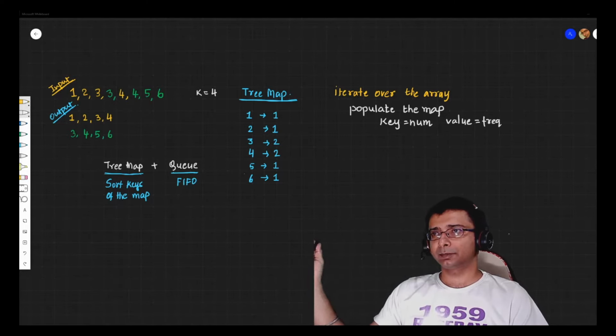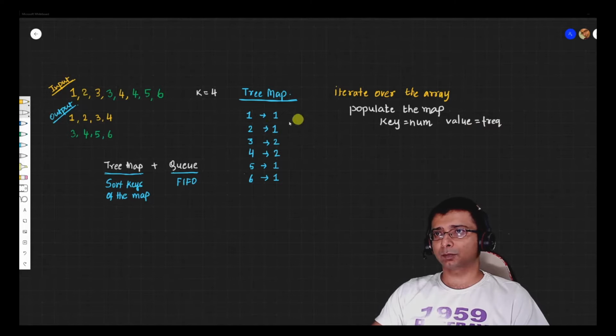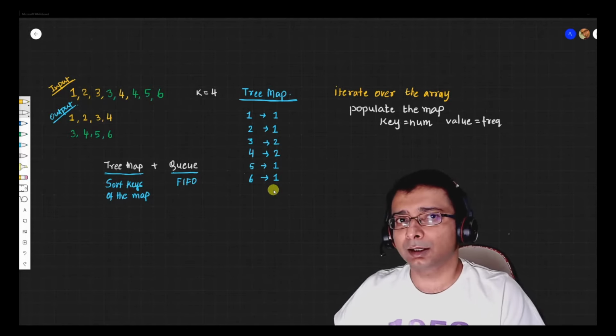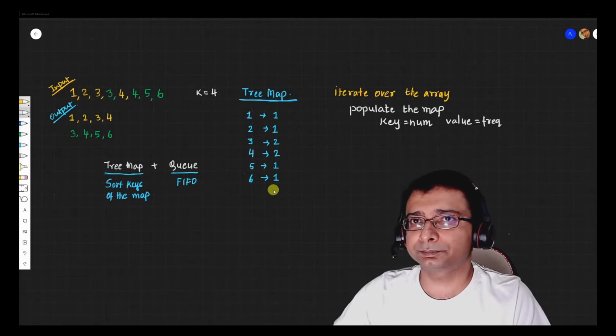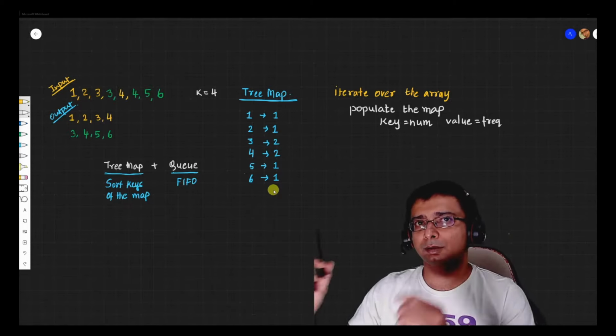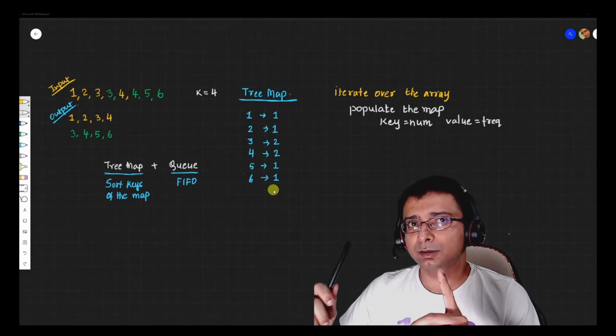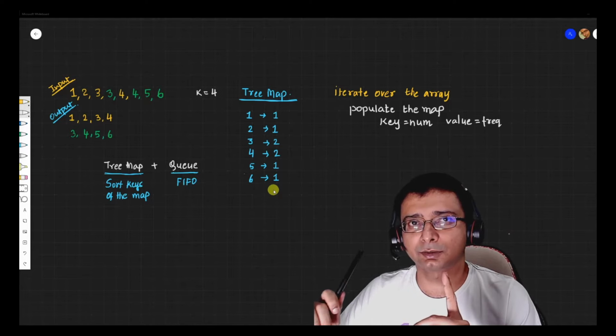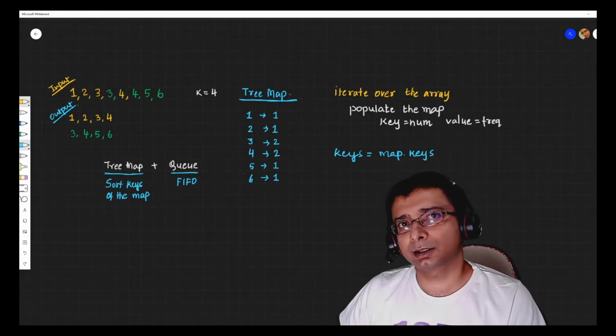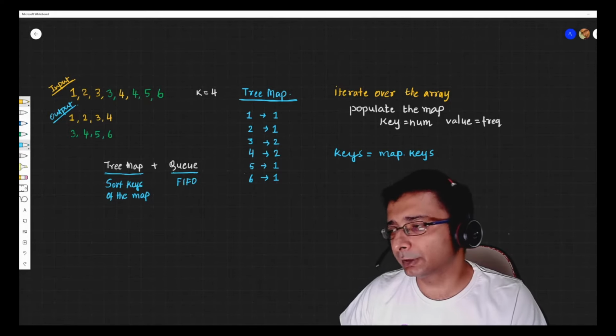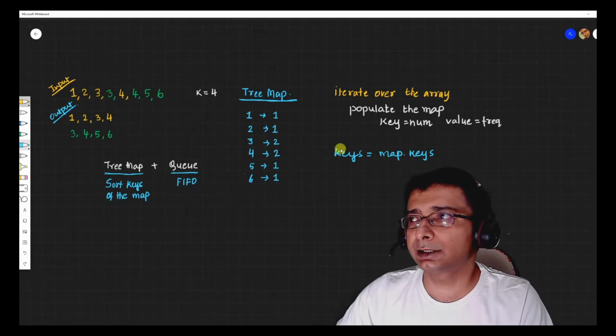Where key is the numbers, and the value is the frequency, how many times they have occurred. 1 has occurred one time, 2 has occurred one time, 3 and 4 have occurred twice, 5 and 6 have occurred only once, right? And now we will get the key set from this map. Remember, the key set will give us the keys in a sorted order, right?